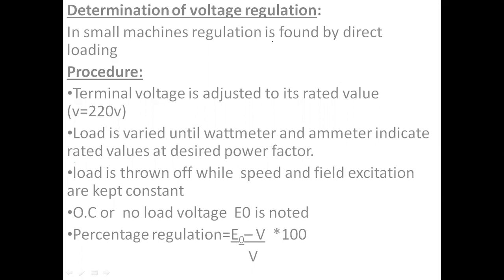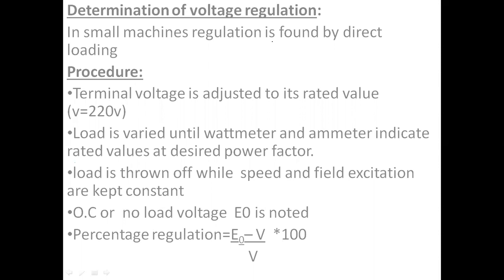Now the open circuit or no load voltage E naught is noted down. So hence regulation can be found from the formula: percentage regulation is equal to E naught minus V, by V, into 100. This is the case in small machines.